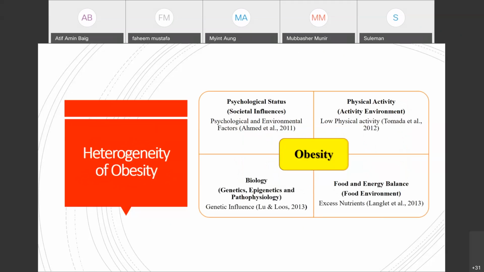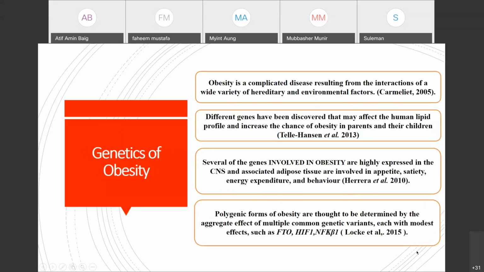Yes, we assume obesity to be heterogeneous. What it means is that it has different kinds of perspectives. It could be because of the psychological status of a person, because of biological influence, because of food and energy imbalance, which we have been discussing since our symposium started, and because of physical inactivity or physical activity. So we have a complex set of events in the environment going on, which also regulate these four things altogether. So what we considered is the heterogeneity of obesity. This needs to be considered always when dealing with an obese patient.